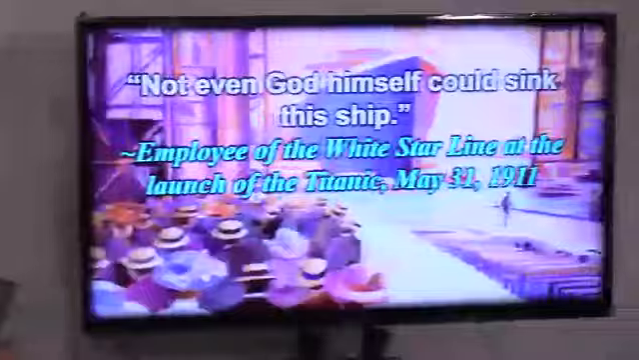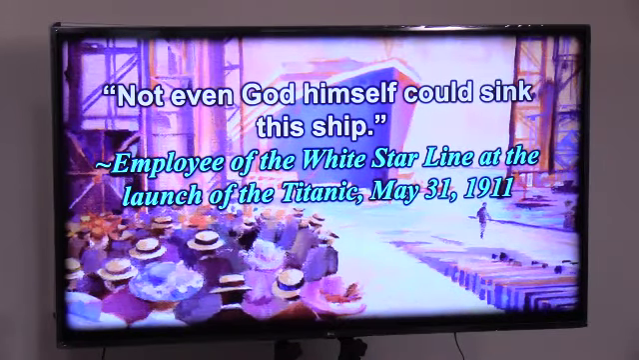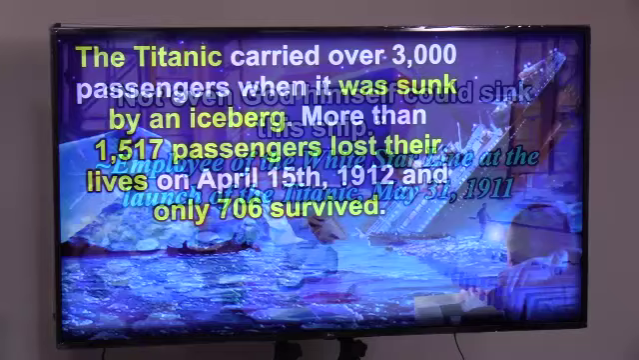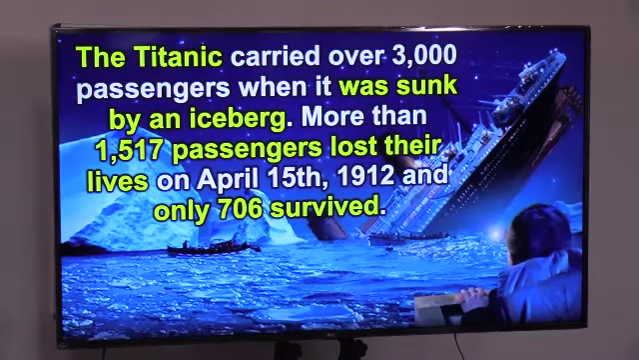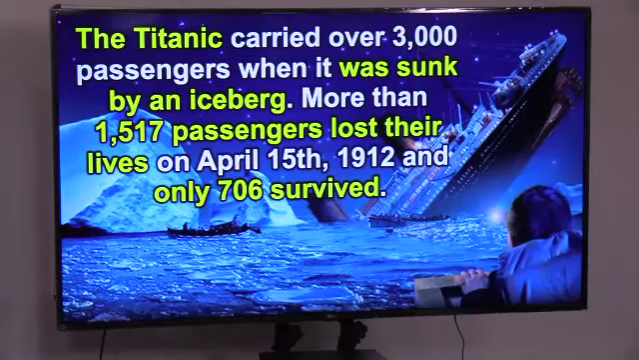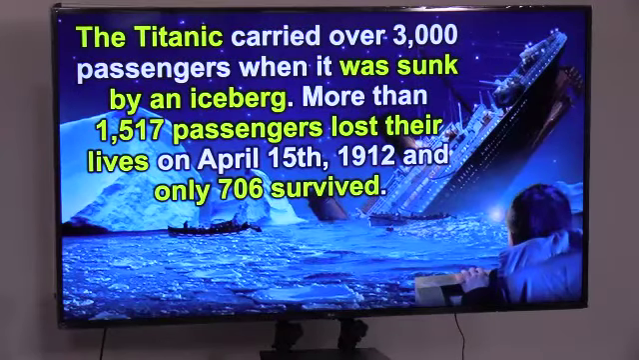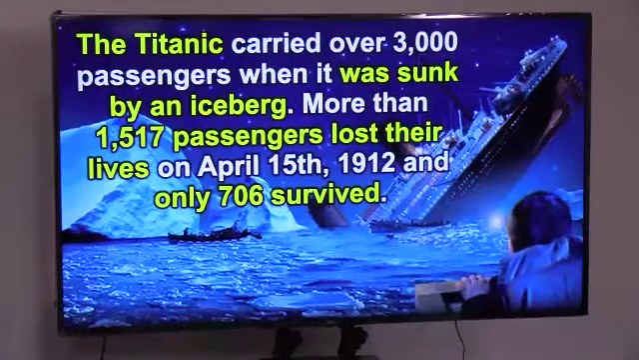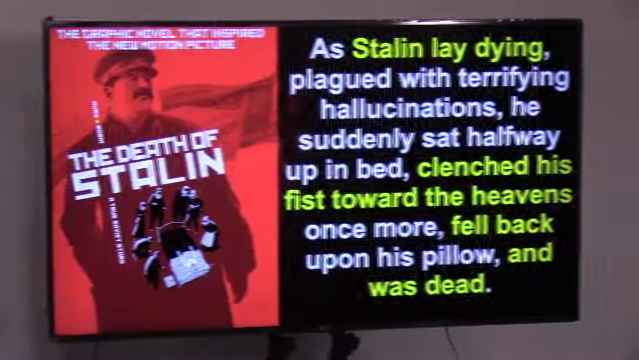May 31, 1911, they built supposedly the largest ocean liner available to the world. This was before the advent of airplanes. So you ride the boat. This was the White Star Line at the launch of the Titanic. Not even God himself could sink the ship. That's what they said. You know what happened? The Titanic carried over 3,000 passengers when it was sunk by an iceberg. More than 1,517 passengers lost their lives on April 15, 1912, and only 706 survived. Not even God can sink the Titanic. One more.